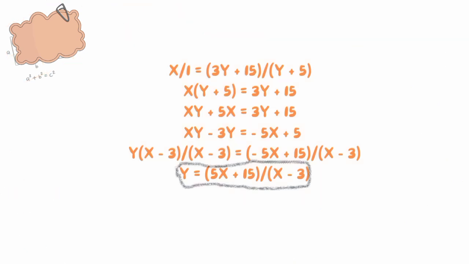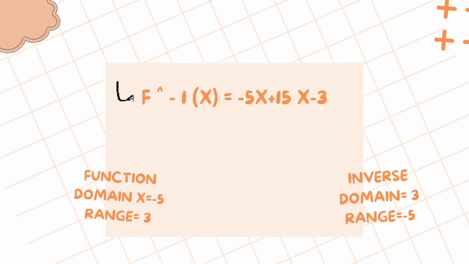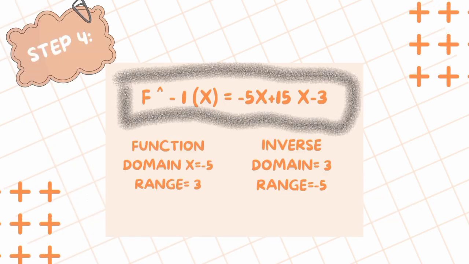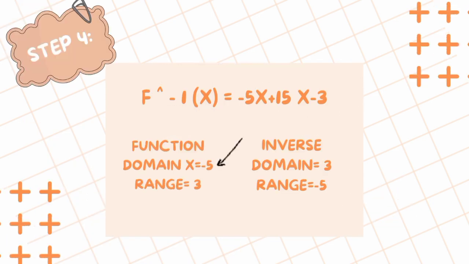So next, we can go ahead and follow step 4 and write f inverse of the function, which we just found to be negative 5x plus 15 over x minus 3. The domain of the function is all reals except negative 5 and the range is all reals except 3. And then the domain of the inverse is all reals except 3 and the range is all reals except negative 5.